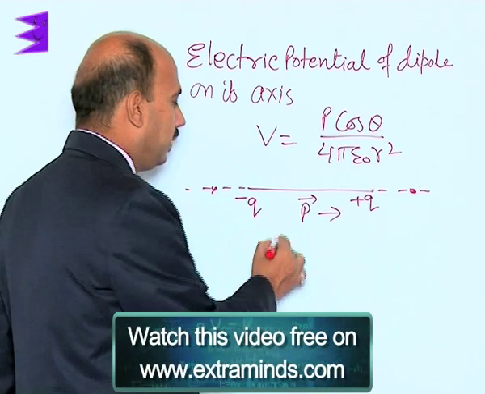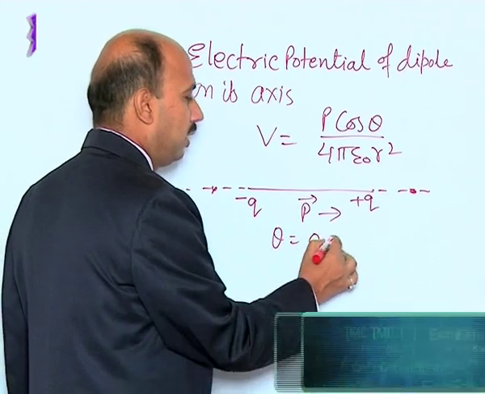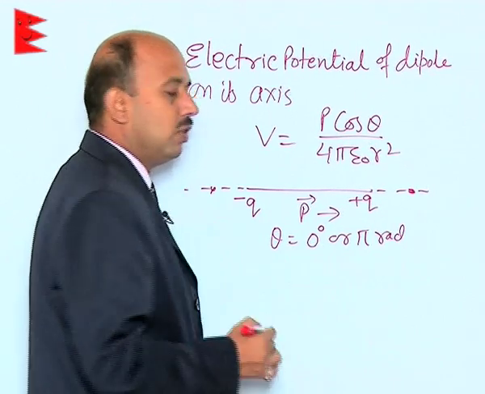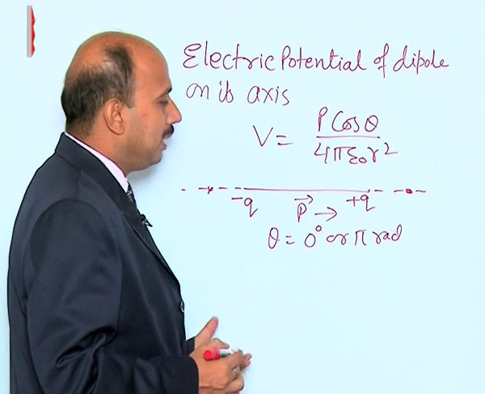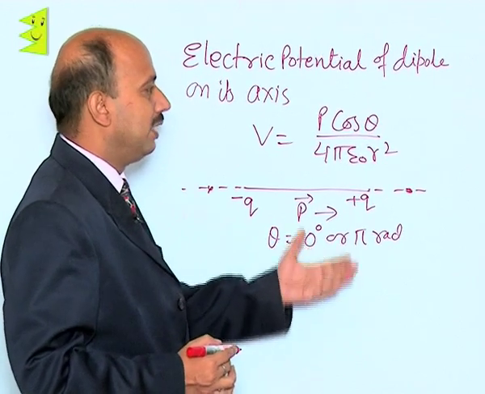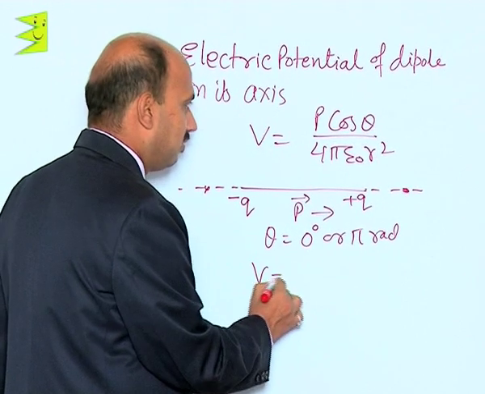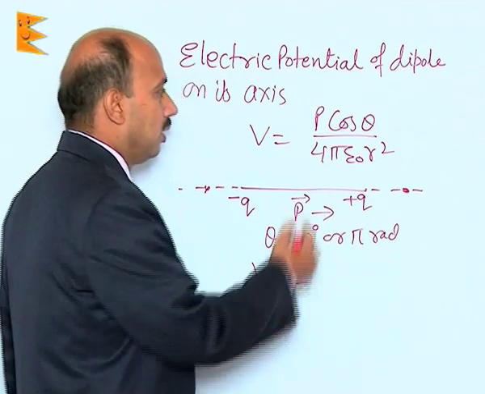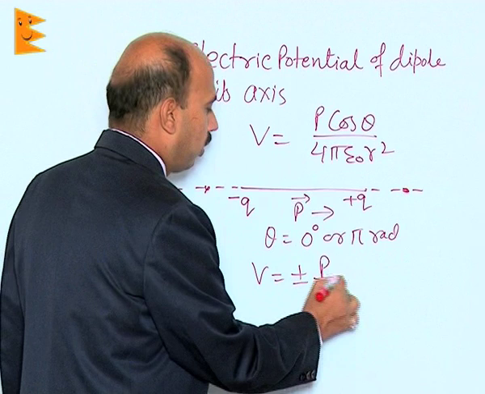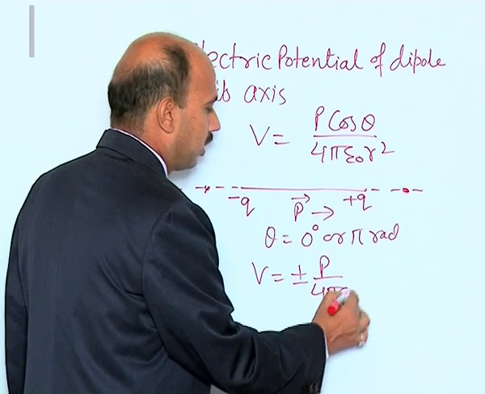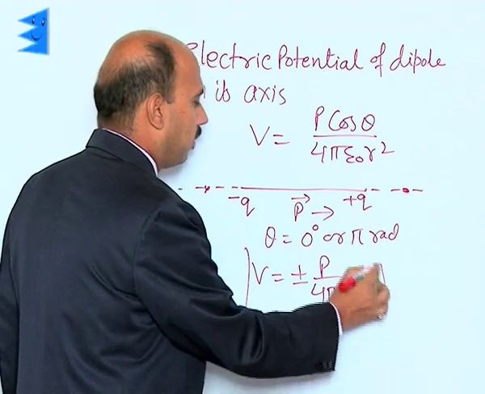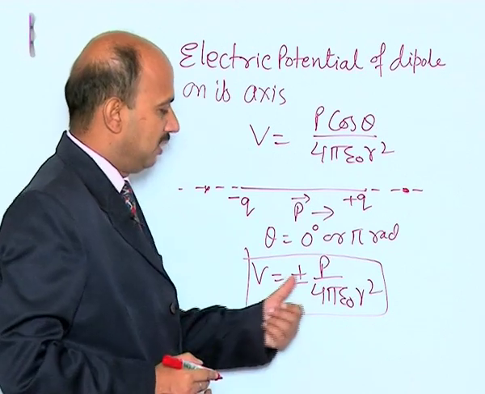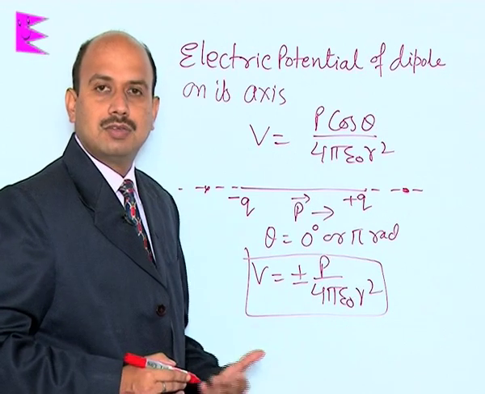So on the axis we can put theta equal to 0 degree or pi radian, that means 0 degree or 180 degree. When we replace this value, 0 or 180 degree, over here, we will get V equal to plus or minus P upon 4 pi epsilon naught r square, plus for 0 and minus for pi radian. So this is the formula for the electric potential at any point on the axis of the dipole. If theta is 0, that is a plus sign, and if it is pi, that is a negative sign.